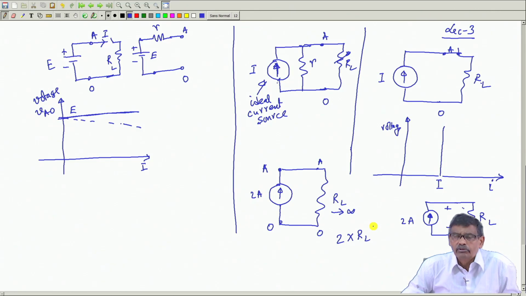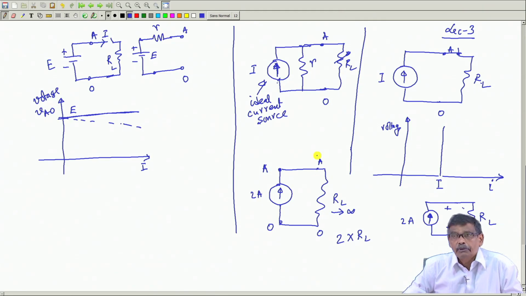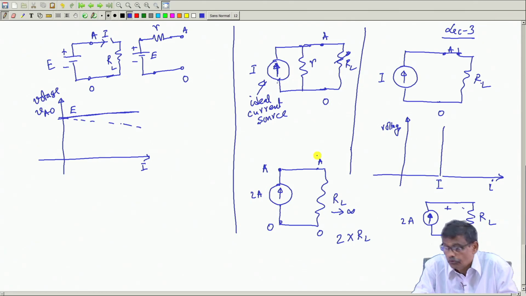Therefore, it looks like if a current source is really available, then it should not be kept open circuited, because across A and O then high voltage will exist, which may be very dangerous to the persons who are using the current source and making a circuit like that. It should never be open circuited.